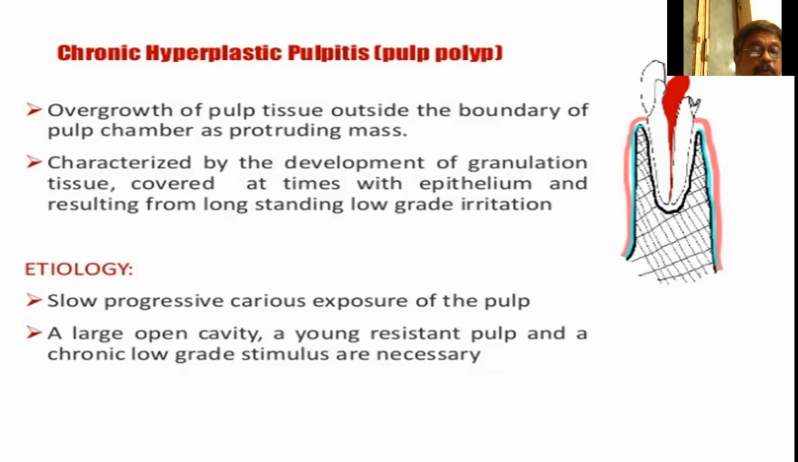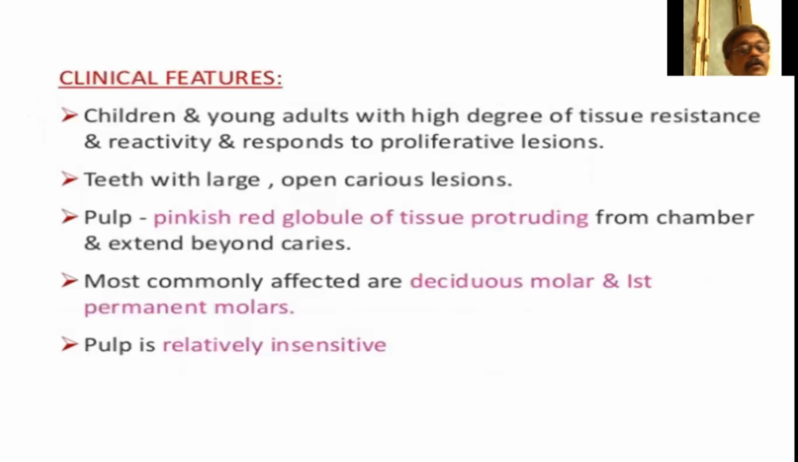Etiology is slow progressive carious exposure of the pulp, a large open cavity, a young resistant pulp and a chronic low-grade stimulus, है ना. Young pulp में क्यों होगा, क्योंकि उनकी immunity ज़्यादा अच्छी होती है इसलिए ना. The clinical features: children and young adults with high degree of tissue reactivity respond with proliferative reactions. Teeth with large open carious lesions, pulp a pinkish red globule of tissue protruding from the chamber and extending beyond the caries. Most commonly affected are deciduous molars and the first permanent molars.